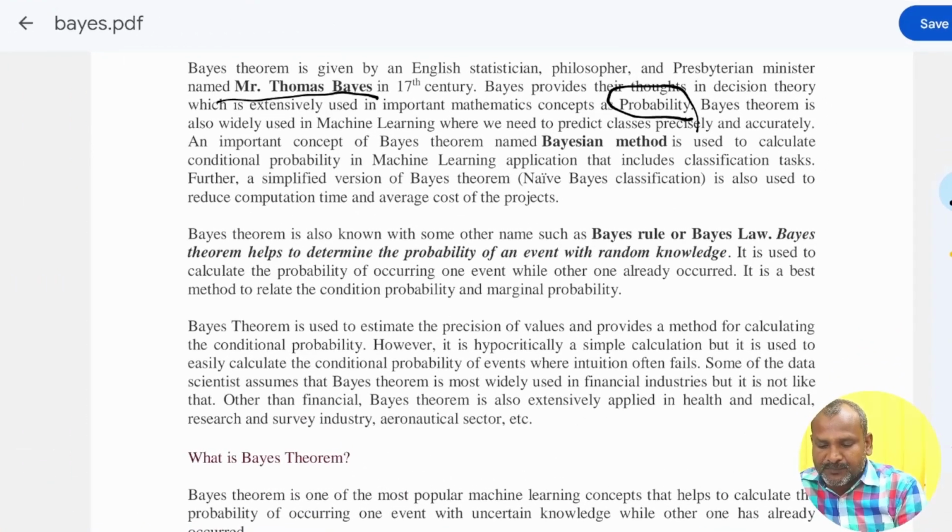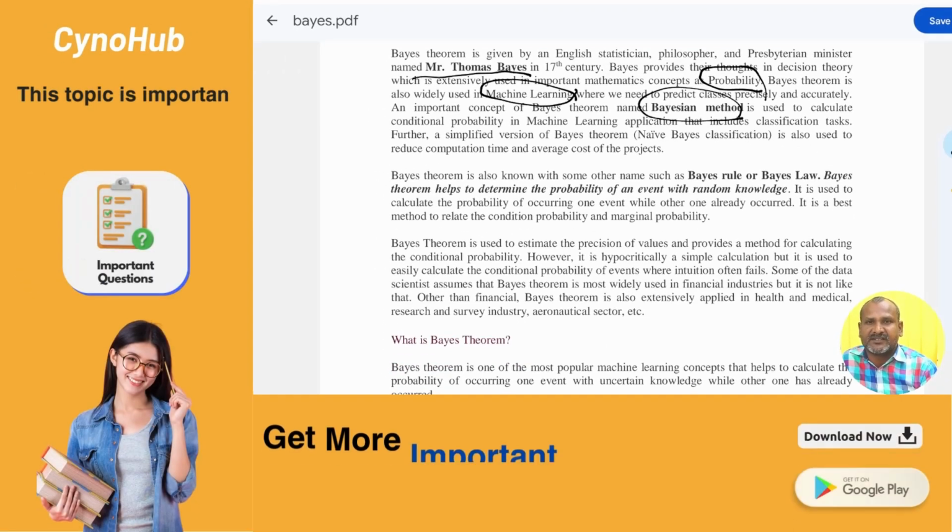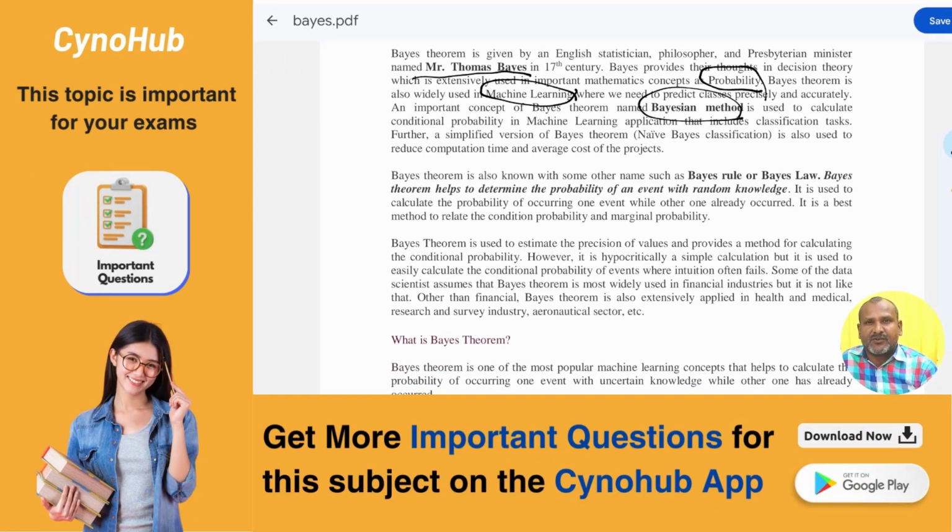Okay. Now come to that. Bayes theorem is also widely used in machine learning, where we need to predict the classes precisely and accurately. An important concept of Bayes theorem, named the Bayesian method, is used to calculate conditional probability in machine learning applications that include classification tasks. Further, a simplified version of Bayes theorem is also used to reduce the computation time and the cost of the project. Okay. So in probability and statistics, majorly we will use Bayes theorem, and the same thing while we are doing any project based on the machine learning point of view.